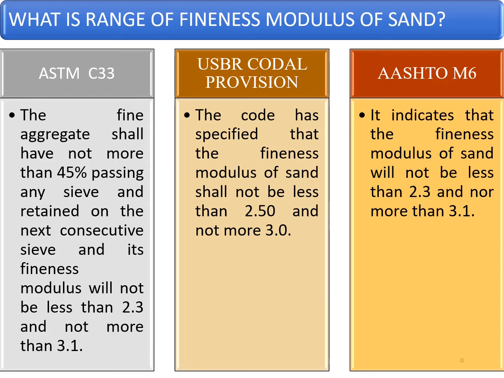When we see the USBR codal provisions, the code specifies that the fineness modulus of sand shall not be less than 2.5 and should not be more than 3. And when it comes to AASHTO M6, it indicates that the fineness modulus of sand will not be less than 2.3 and should not be more than 3.1 to be used for concrete works.